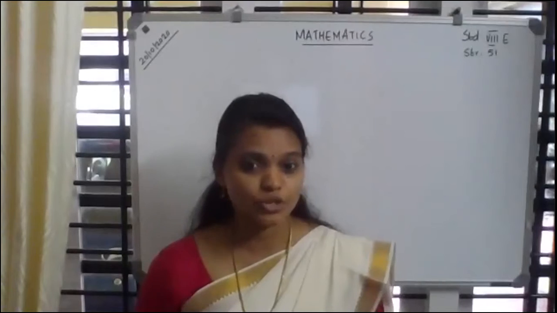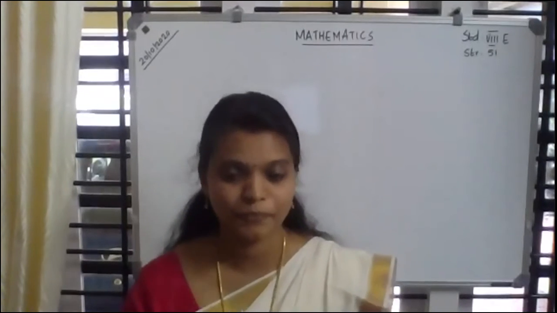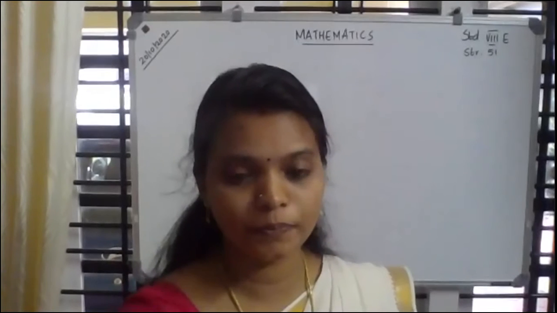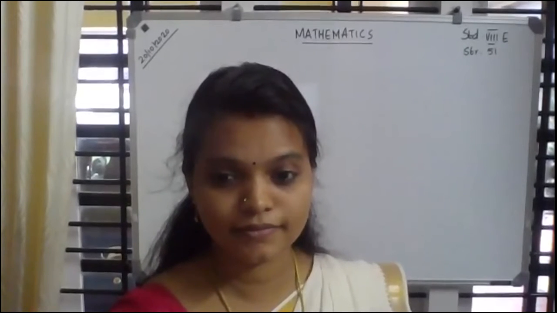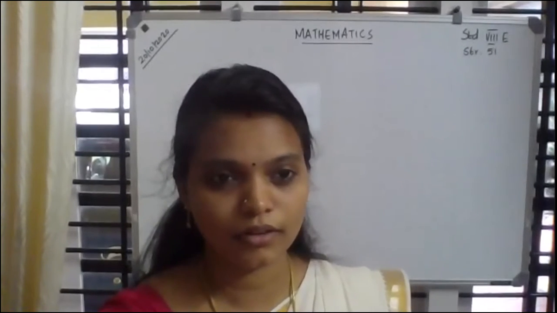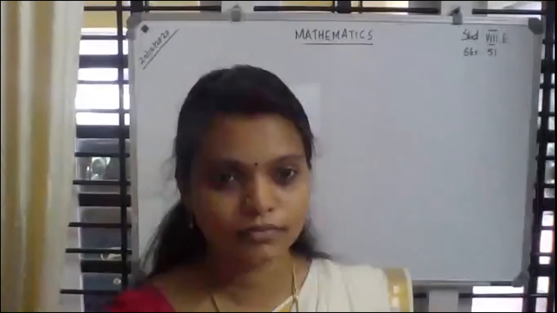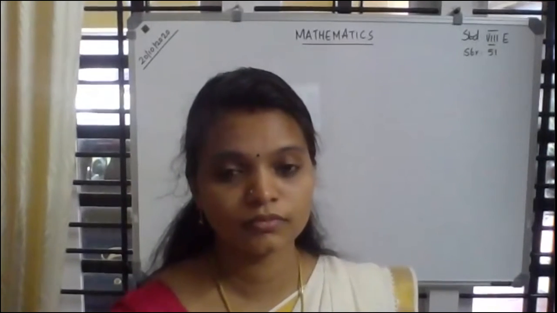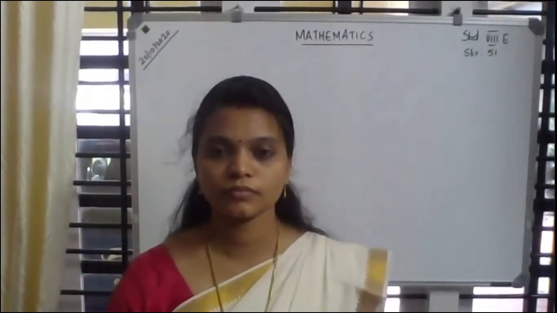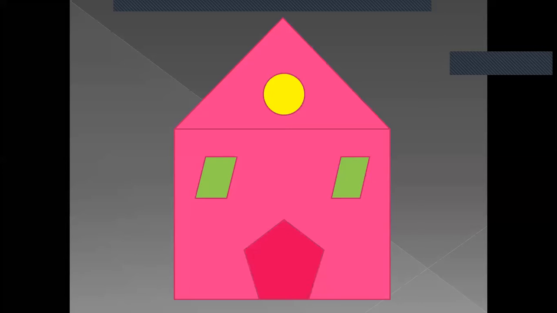Now, before entering into class, let me show you a picture. A picture of a home. What all shapes can you see here? Yes, you can see a square, a parallelogram, a triangle, a circle, and a five-sided shape.